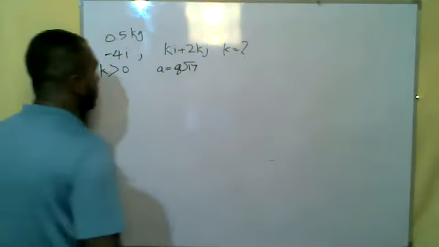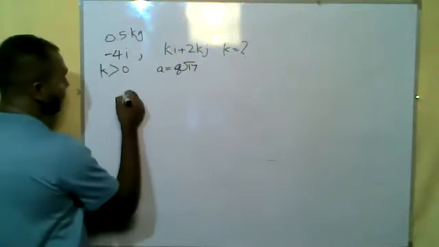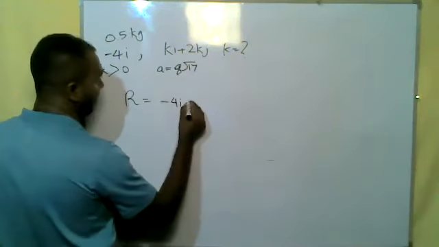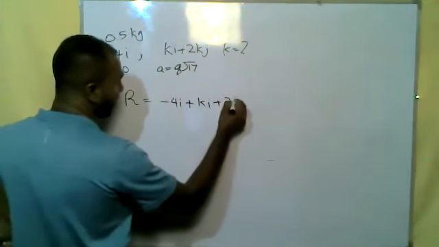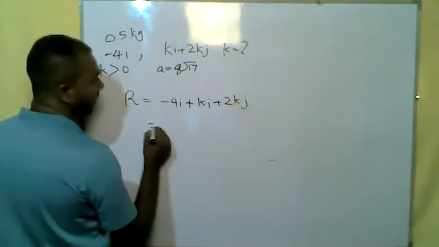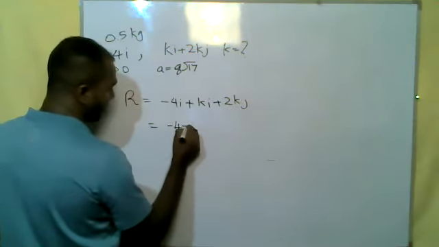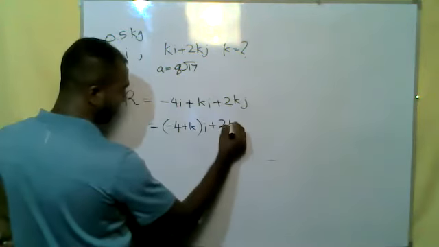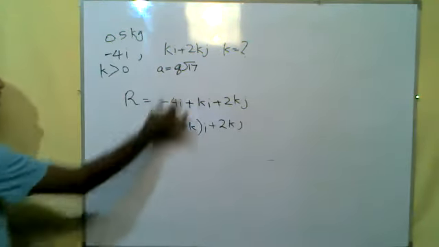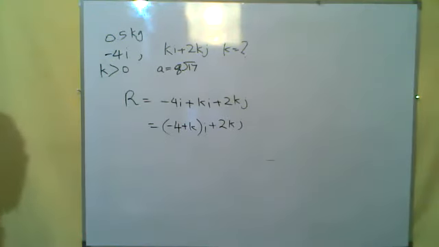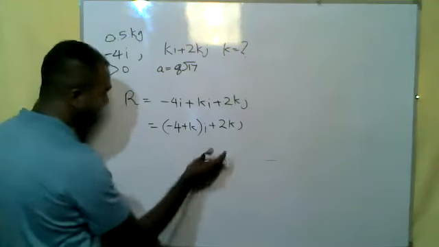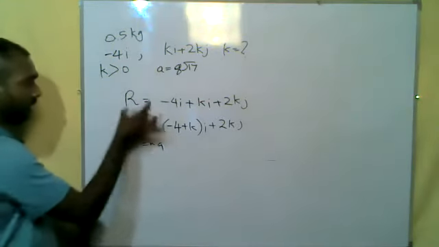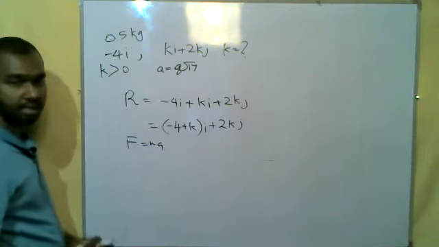Now we can find the resultant force. What is the resultant force? We can get it by adding these two vectors, minus 4i plus ki plus 2kj. How much are we getting? Minus 4 plus k i plus 2kj. And we know only the magnitude of the acceleration and we know the mass. So we can apply straight away F equals ma, but before that we will have to do something. What we have to do? Get the magnitude of this resultant force.